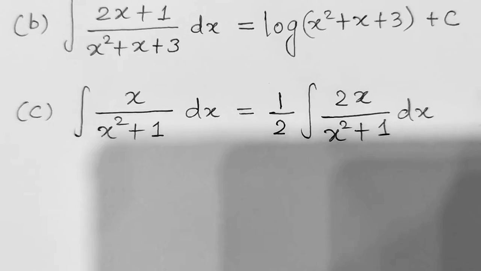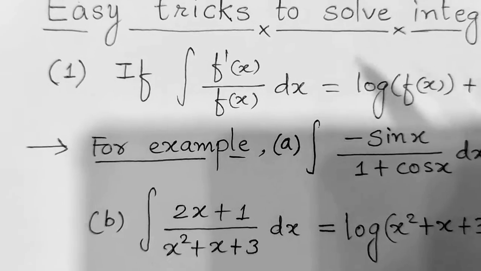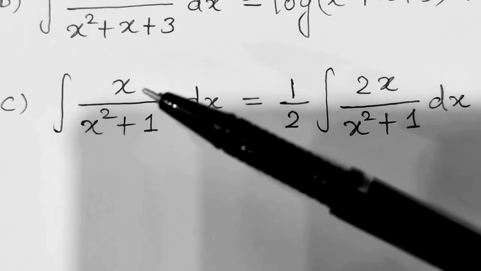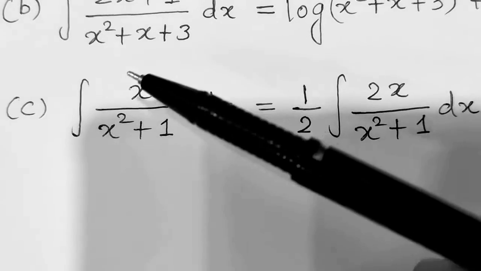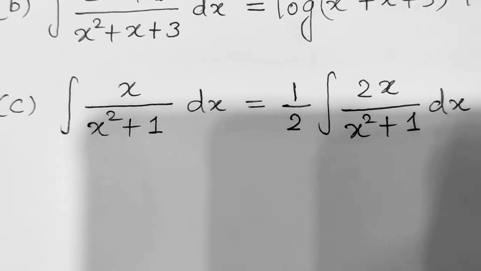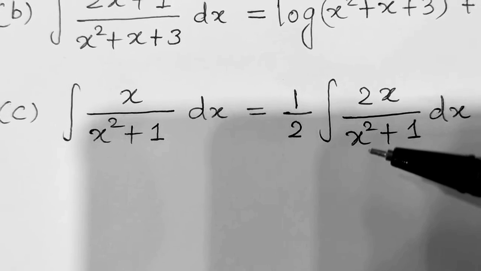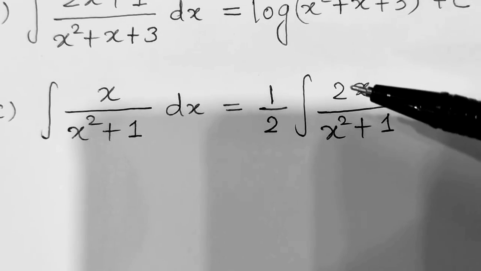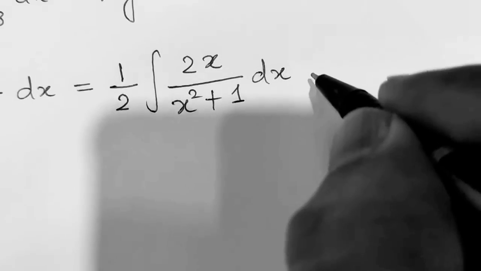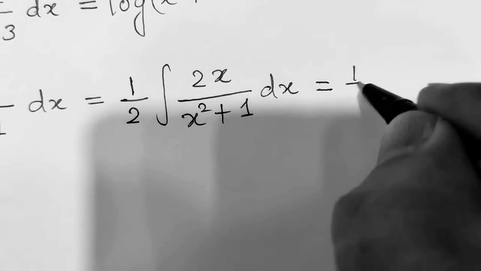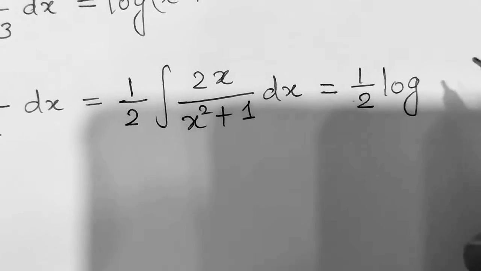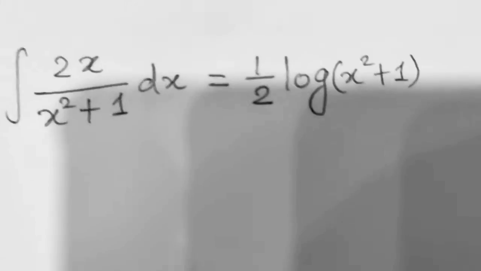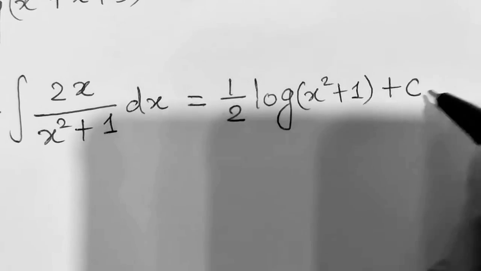So if the given example is not directly in the form of f dash x upon f x, then you have to make some changes. Look here. The derivative of x square is 2x, but since here x is only there, multiply and divide by 2 to get 2x, the derivative of x square. The derivative of 1 is 0. So x square plus 1 is our f of x, and its derivative 2x is in the numerator. So it is of the type f dash x upon f x. So simply its answer is 1 by 2 log of f of x, where f of x is x square plus 1. So it is 1 by 2 log x square plus 1 plus c.